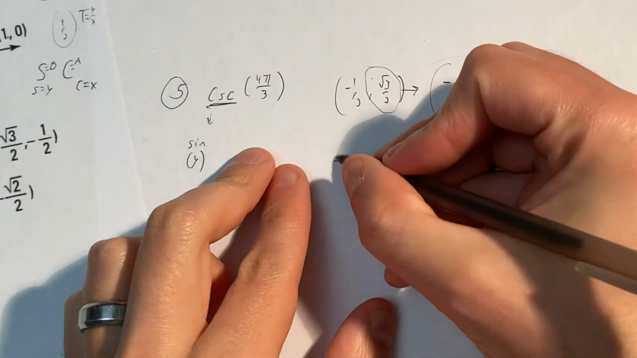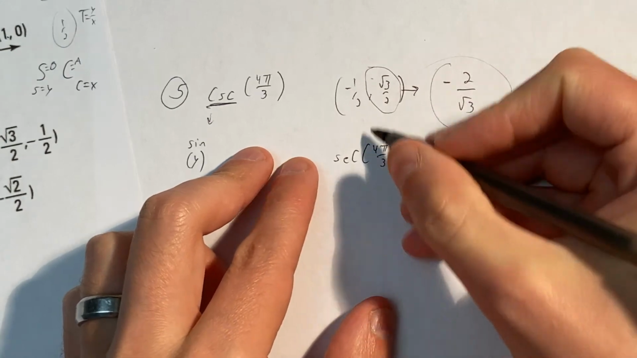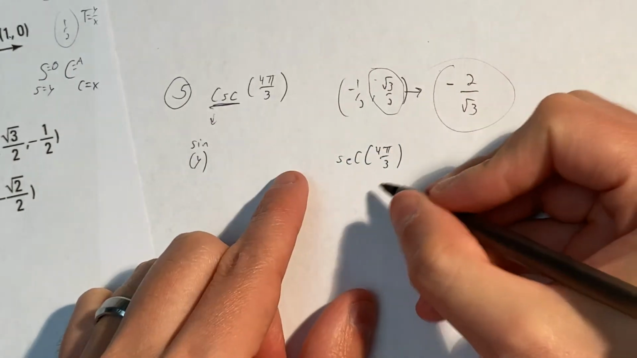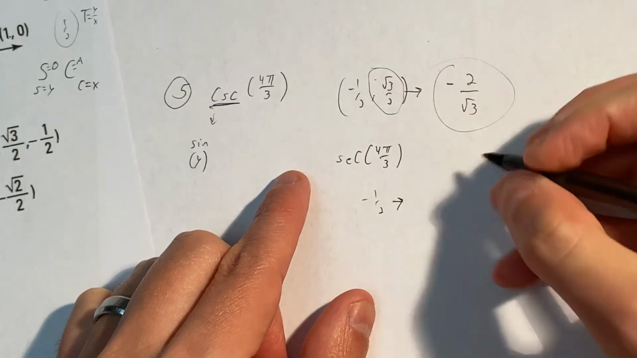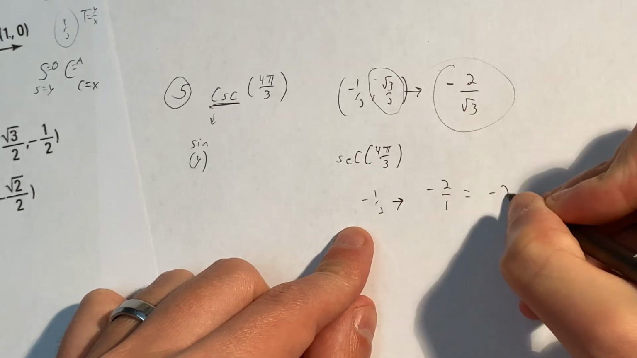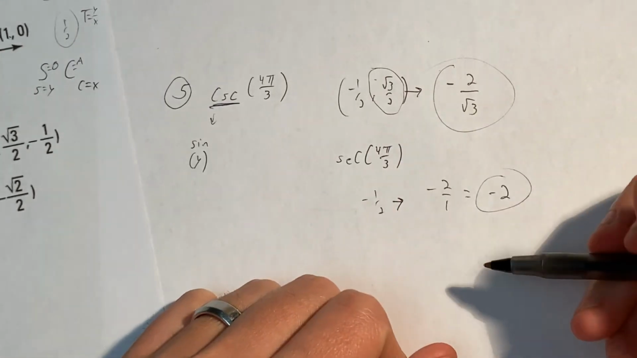If I had asked for the secant of 4 pi over 3, then it just would have been the x value. It's the same thing, it's just this time it's the x value. So you would take negative 1/2 and you'd flippy-floppy it upside down to get negative 2 over 1, which is just negative 2. So that has to happen.